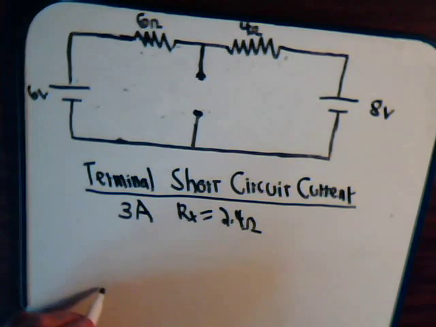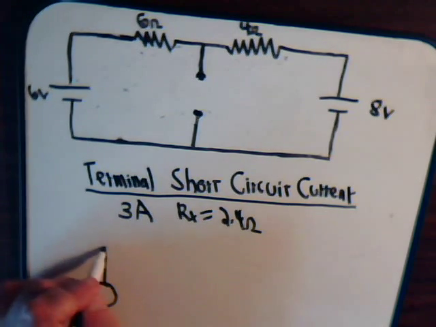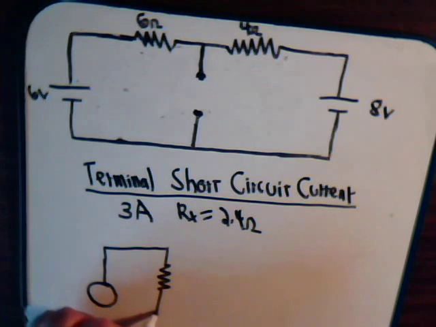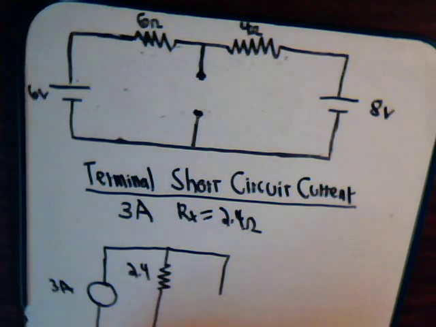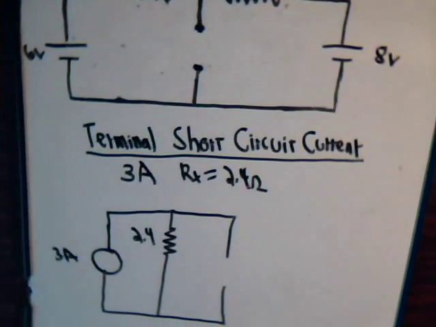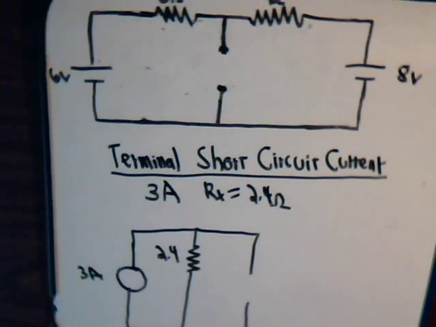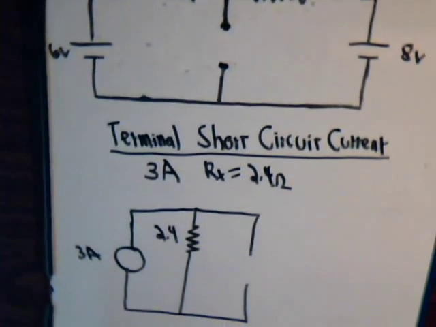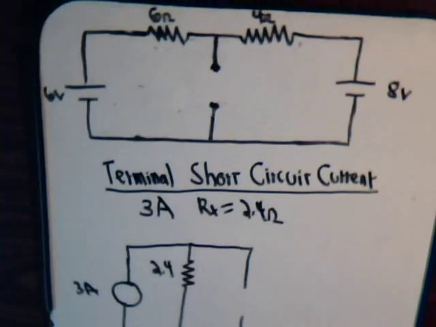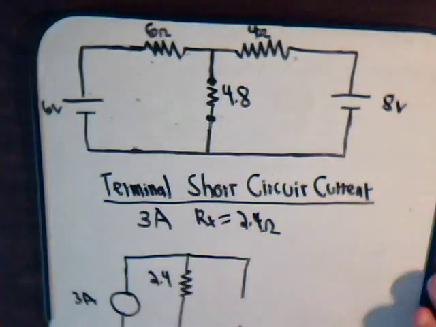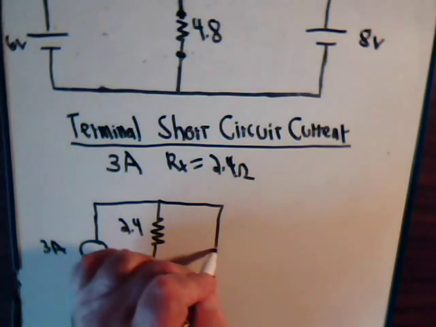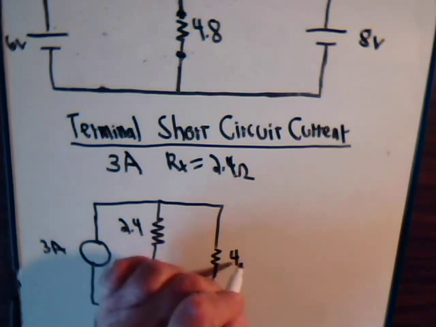So we have 3 amps coming in for our supply. This now is in parallel with it. And then we have this. So these two, we get them in focus at the same time. This and this are entirely the same, but this had a 4.8 resistor in it. So we'll place that here, and we want to know the current going through it.